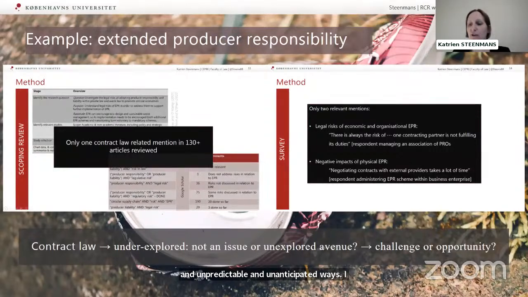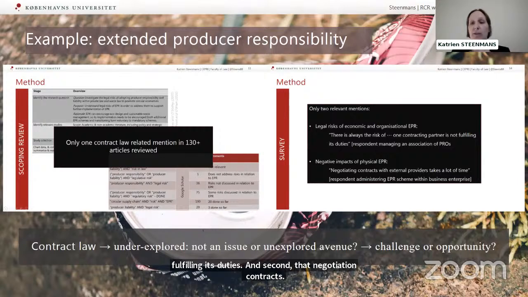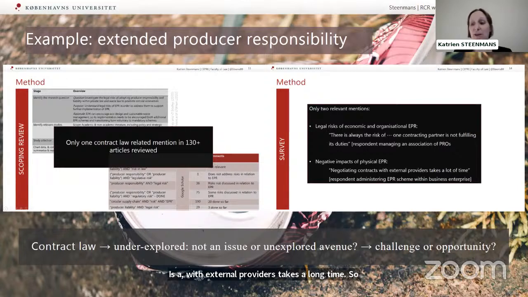I then followed up with a survey that was essentially conducted as a closed interview with 32 stakeholders, and within these responses, there were only 2 mentions of contract law issues. First, that there is a risk of a contracting party not fulfilling its duties, and second, that negotiating contracts with external providers takes a long time. So there is some acknowledgement, but very limited acknowledgement, of a fundamental dimension of EPR schemes, and that is contract law. There are other areas of private law, as we saw on the previous slide.